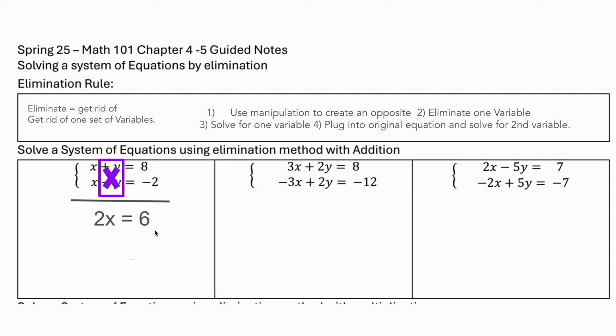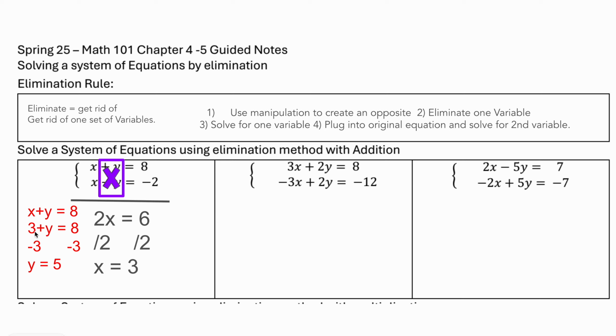Now we're just going to solve for this variable. I can divide both sides by 2, and I'm going to get x equals 3. Now I'm going to take this variable that I already solved for and plug it back into one of these two original equations. Either one works, it doesn't matter which one you use, you'll get the same answer. I'm going to use the top equation, x plus y equals 8, and plug my 3 into the x.